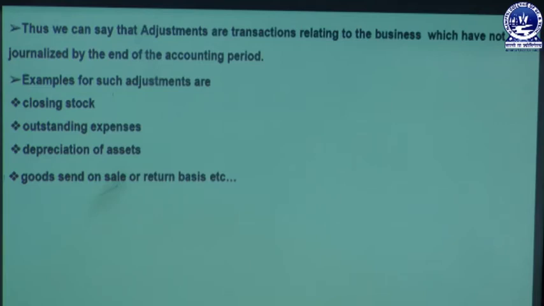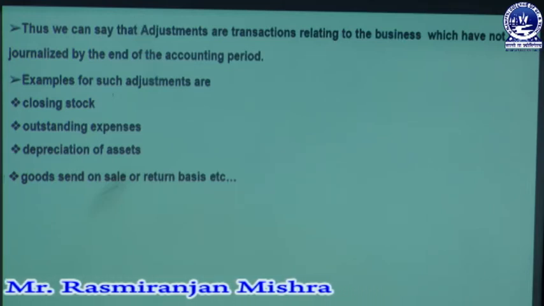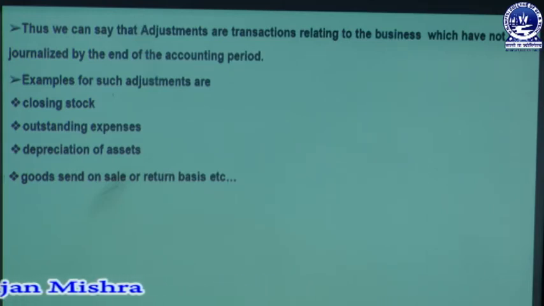So many types of items are there that need to be adjusted, because the organization must find a conclusive proof of the final position of the business. So those items must be considered. If an item relates to the period but has not been recorded, we have to consider it. If it does not relate to the period but has been taken into consideration, we must deduct or adjust that as well.